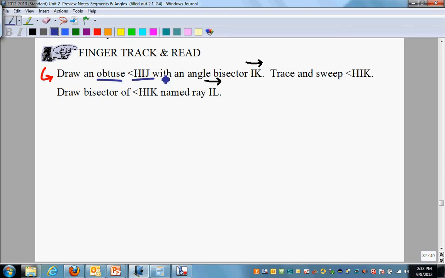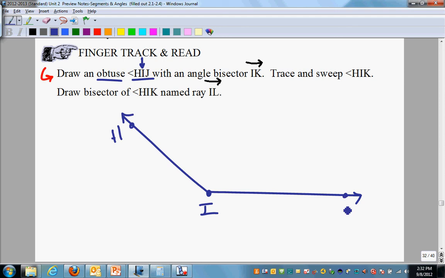First off, we want an obtuse angle HIJ. So draw an obtuse angle bigger than 90. I must be the vertex, or the hinge. H, I, and J. There's obtuse angle HIJ, with an angle bisector IK. Starting at I, it bisects, so we're going to cut this right in half, going right down the middle.